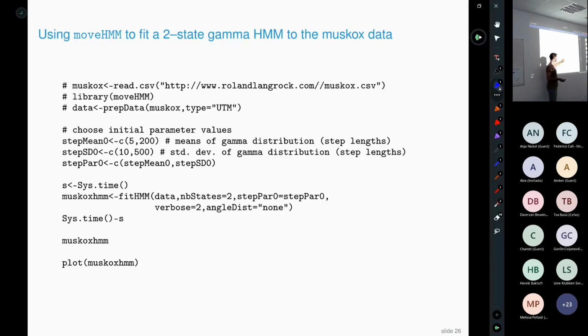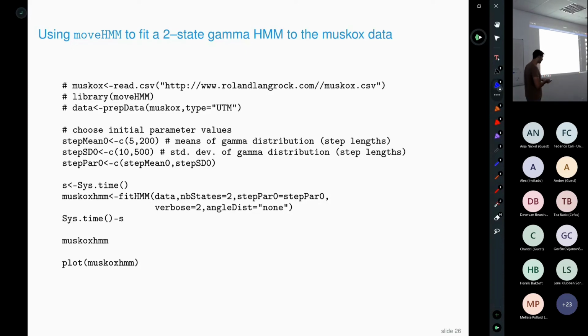And here I'm specifying that I don't want to have a turning angle distribution. Coming back to Milan's question, later on we want to have steps and turns. By default, this function actually fits a step and turn model. The whole package is designed to fit HMMs for steps and turns. But everything I've been doing so far is just steps. So for now, there is no distribution for the angles. I'm not fitting any distribution to the angles.